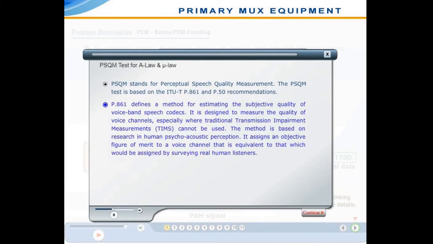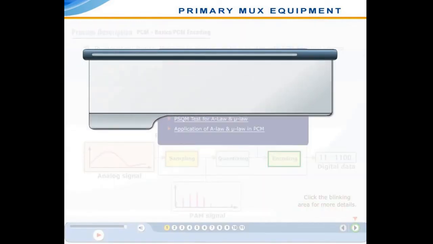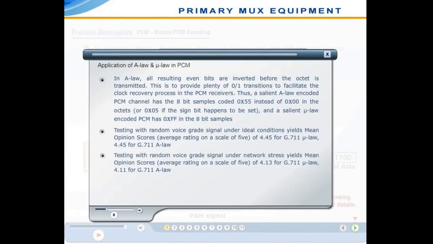It is designed to measure the quality of voice channels, especially where traditional transmission impairment measurements, that is TIMS, cannot be used. The method is based on research in human psychoacoustics perception. It assigns an objective figure of merit to a voice channel that is equivalent to that which would be assigned by surveying real human listeners. More information about PSQM test is shown on the screen. Application of A law and mu law in pulse code modulation is shown on screen.